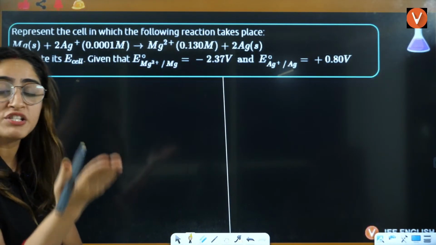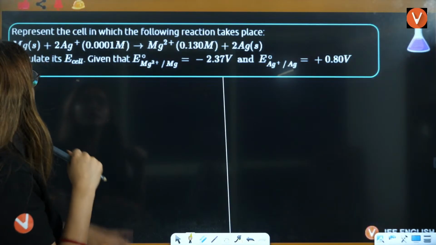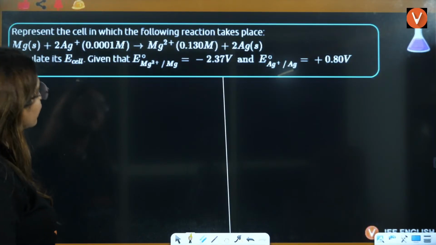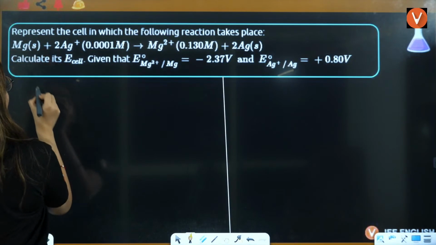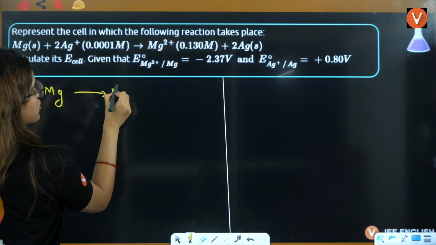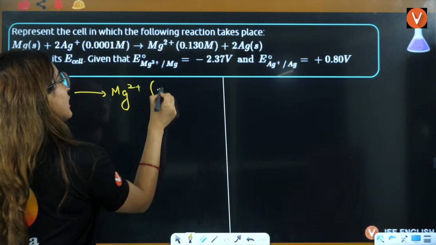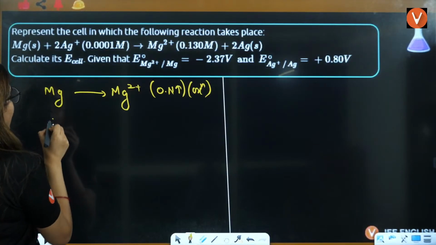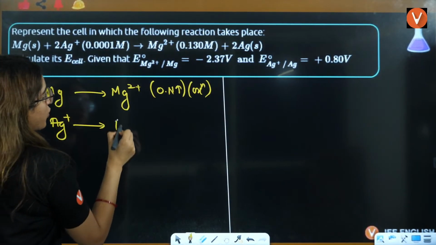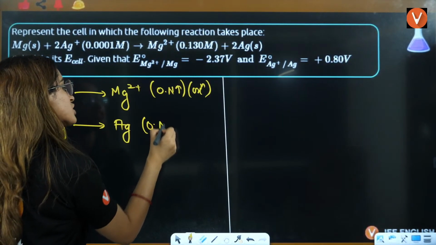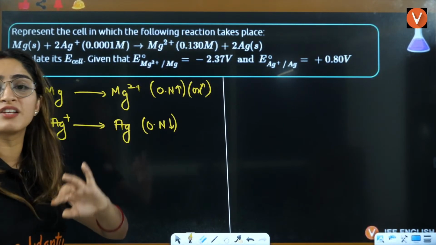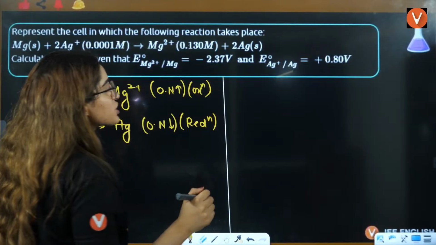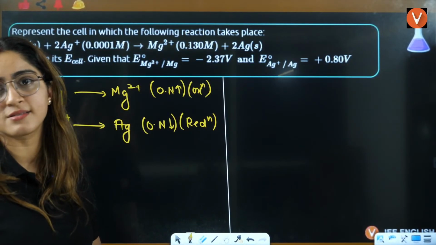For that I should know which is cathode and which is anode. Cathode is the one which is gaining the electrons. If you see this here, Mg is getting converted to Mg2 positive. So oxidation number is increasing, that means oxidation it is. Ag positive is getting converted to Ag, that means oxidation number is decreasing, from 1 to 0. That's why it is reduction. So the oxidation part is anode, the reduction part is cathode.